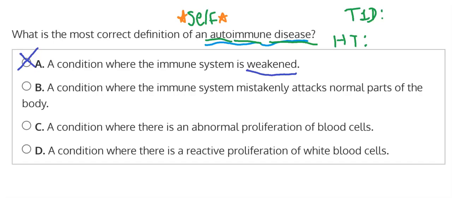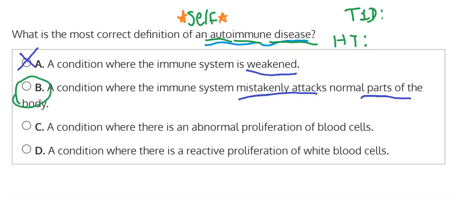Option B says a condition where the immune system mistakenly attacks normal parts of the body. So autoimmune, self-disease, it's attacking its own body mistakenly, and that sounds like a good description of an autoimmune disease. So option B is looking correct.